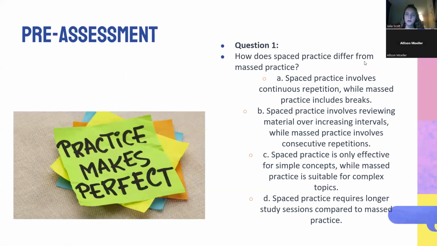I'm not going to go over them immediately. So question 1, how does spaced practice differ from mass practice? A, spaced practice involves continuous repetition, while mass practice includes breaks. B, spaced practice involves reviewing material over increasing intervals, while mass practice involves consecutive repetitions. C, spaced practice is only effective for simple concepts, while mass practice is suitable for complex topics. And D, spaced practice requires longer study sessions compared to mass practice. So go ahead and answer in the chat.